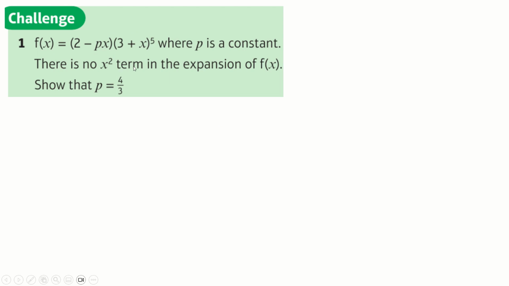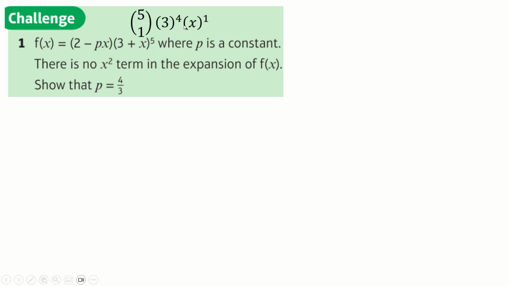Now, to make x squared terms, in fact, I don't think this is actually the last question. I think there's one after this. To make x squared terms, I can either do 2 times an x squared term coming from here, or I can do minus px times an x term coming from here. So the only things I'm interested in from this are the x terms and the x squared terms. So let's work those out.